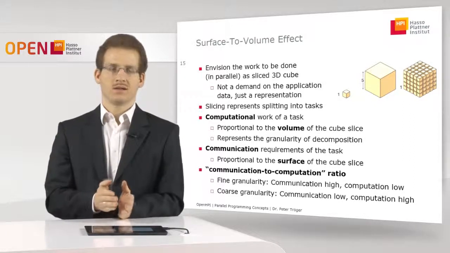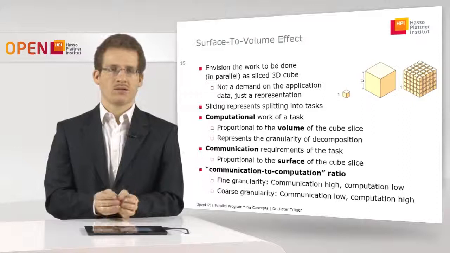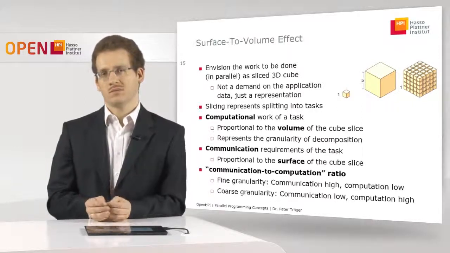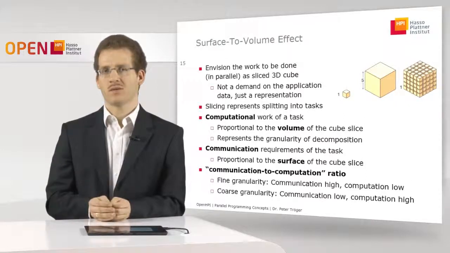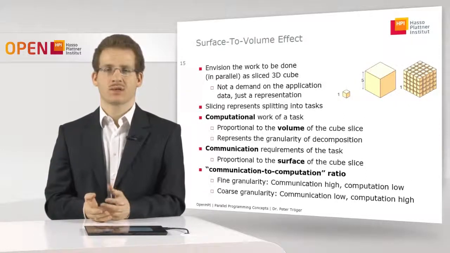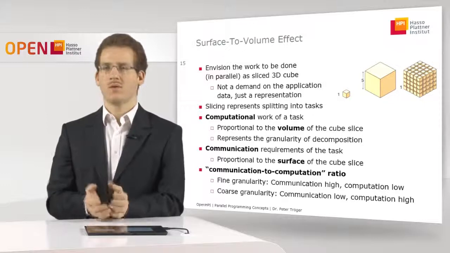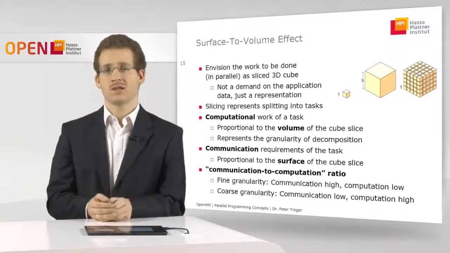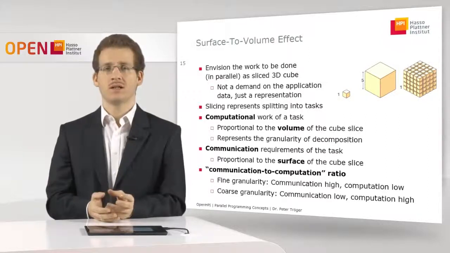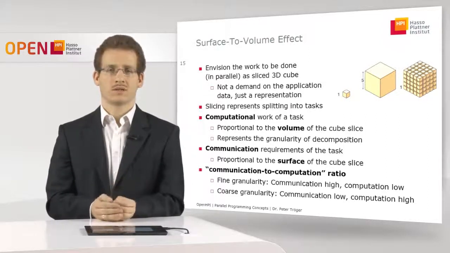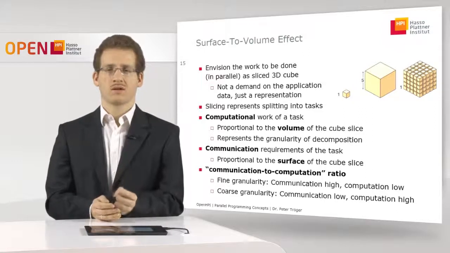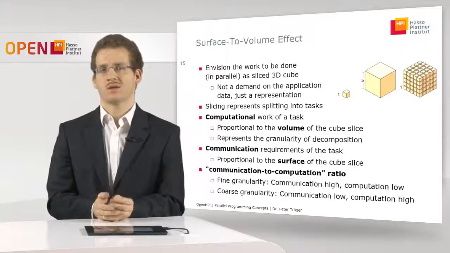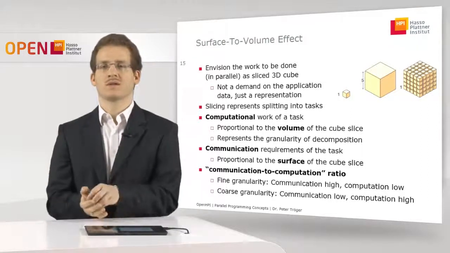The idea here is that your cube slices have a particular volume depending on your choice of granularity. And this volume is an expression for the computational work. So if the overall big cube is your overall work you have to do, then the parallelization basically leads to tinier cubes. And each task is now equivalent to a particular cube slice. The volume of this cube slice is then the expression of the computational work you put into a single task.